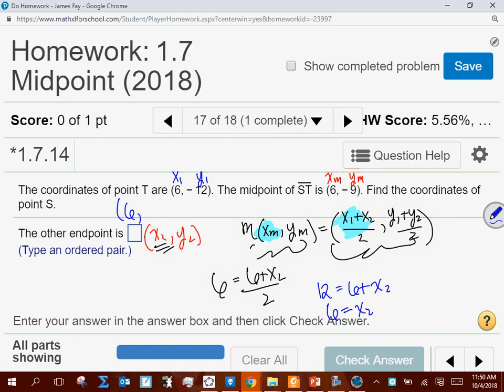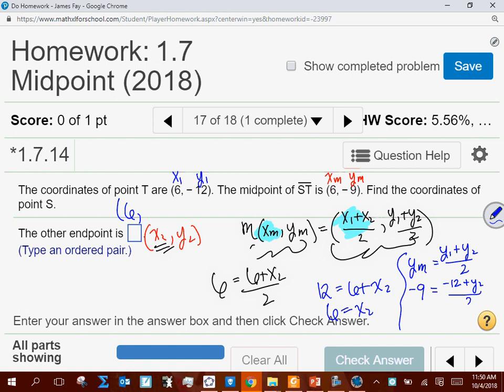I then want to find the y value. Okay? So y sub m, the y coordinate of this ordered pair, has to be identical to the y coordinate of this ordered pair. y sub m is equal to y1 plus y2 all over 2. y sub m is negative 9, is equal to y1, which is negative 12, plus y2, which is what we're looking for.